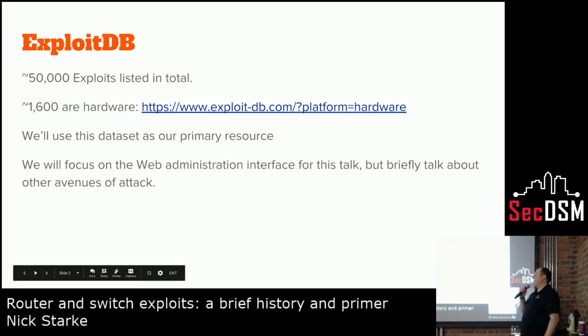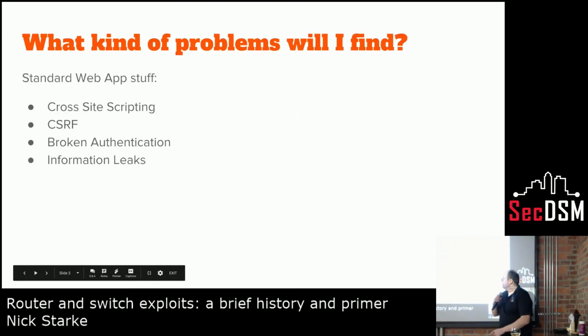So that's primarily where I'm going to be drawing my exploits from. Like I say here, we're going to mainly look at the web administrative interface, with a little bit of focus on VPN tunnels too. Those are the two main topics because those are the two main vulnerable areas, and they represent the greatest attack surface, in my opinion, for a lot of this networking gear.